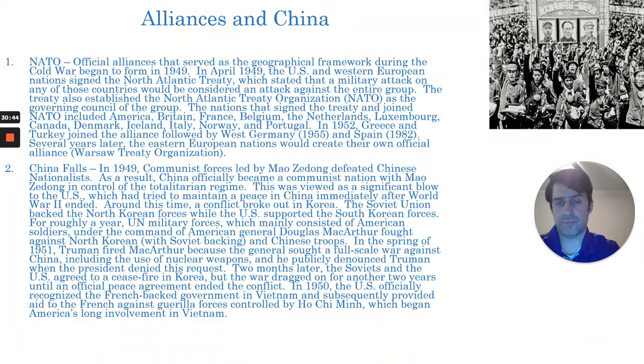China supplied troops to the North Korean effort. In the spring of 1951, things really begin to shift in the Korean conflict as Douglas MacArthur, with China engaging on the North Korean/Soviet side of the war, wants an all-out, full-scale war against China, up to and including the use of nuclear weapons.